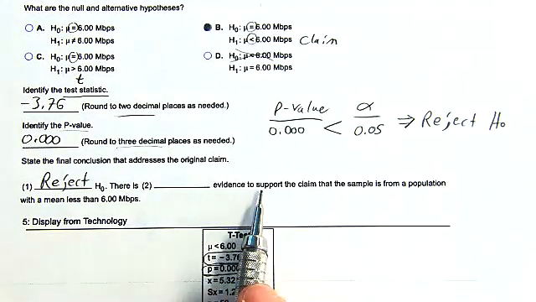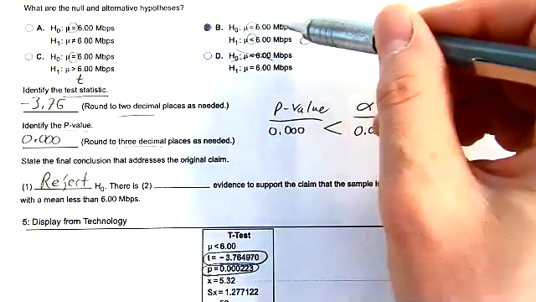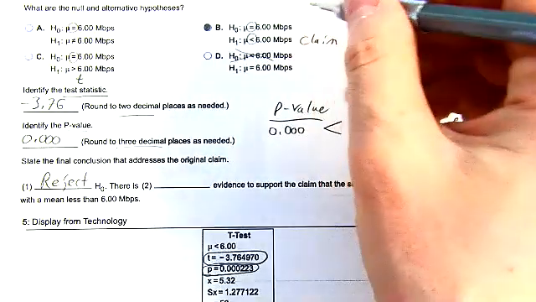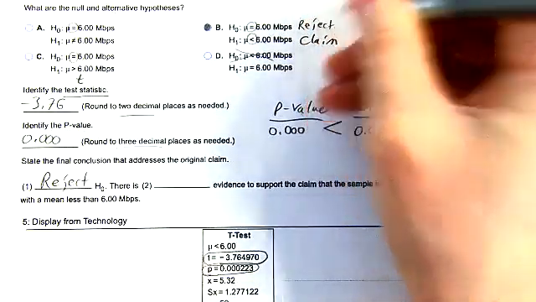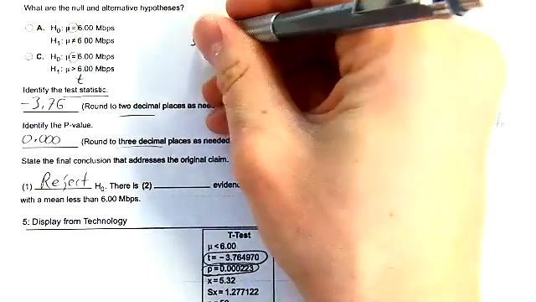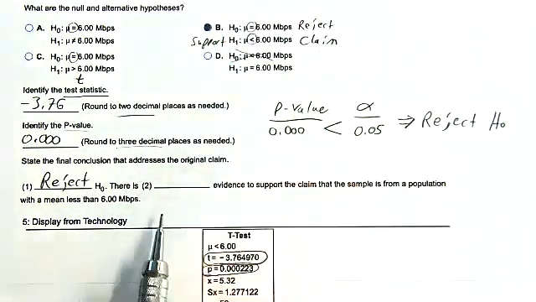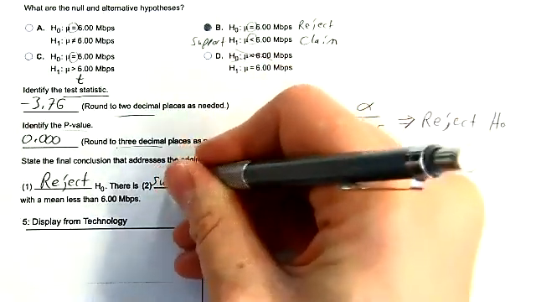There is blank evidence. So this is where you have to do a little thinking. If I'm rejecting H0, that means I am supporting their claim. So I'm basically saying reject this, and therefore I'm going to support the alternative. So there is sufficient evidence to support their claim.